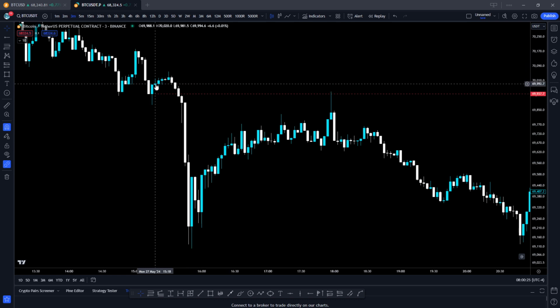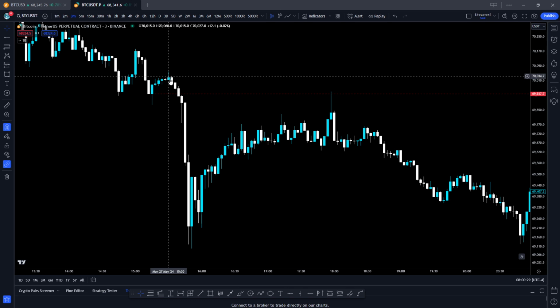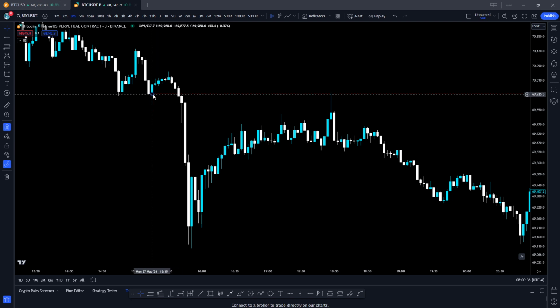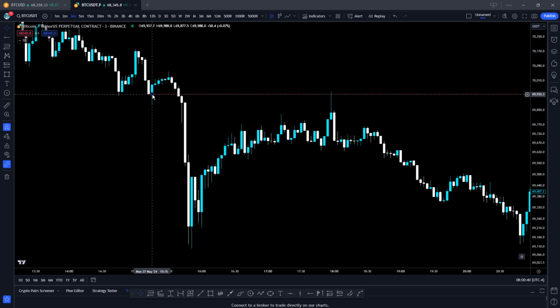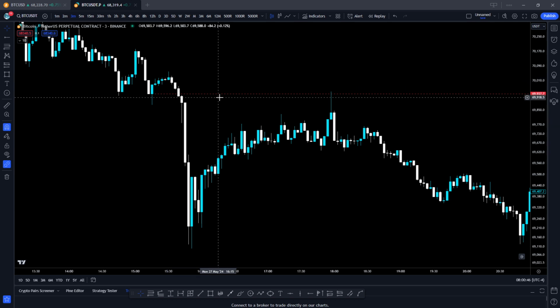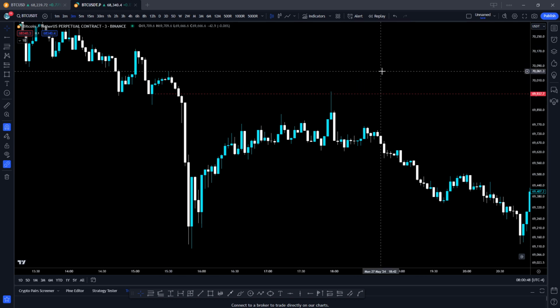Now, a lot of people think that an order block is just the last candle before the move down, and if you thought that, you would have missed it. But it's not. And we always go off of the opening of the order block, not the close. Okay?